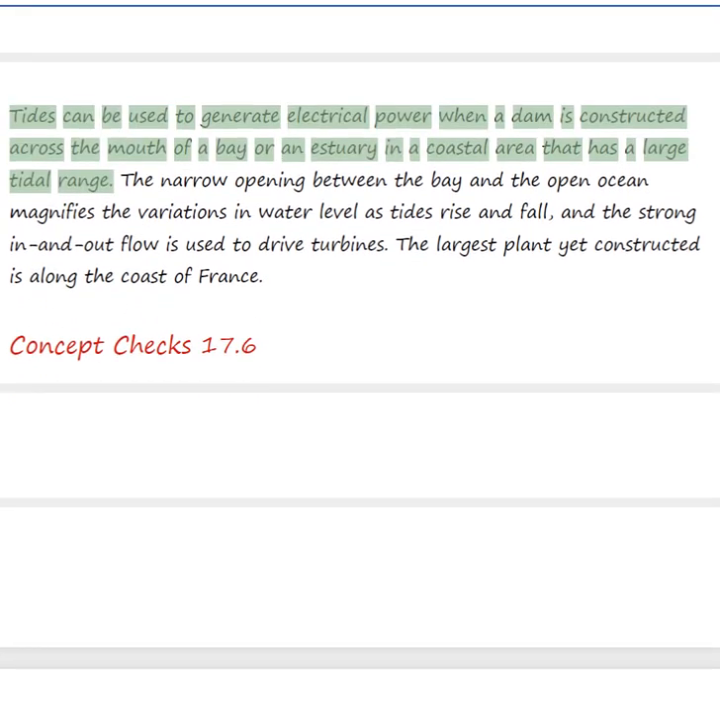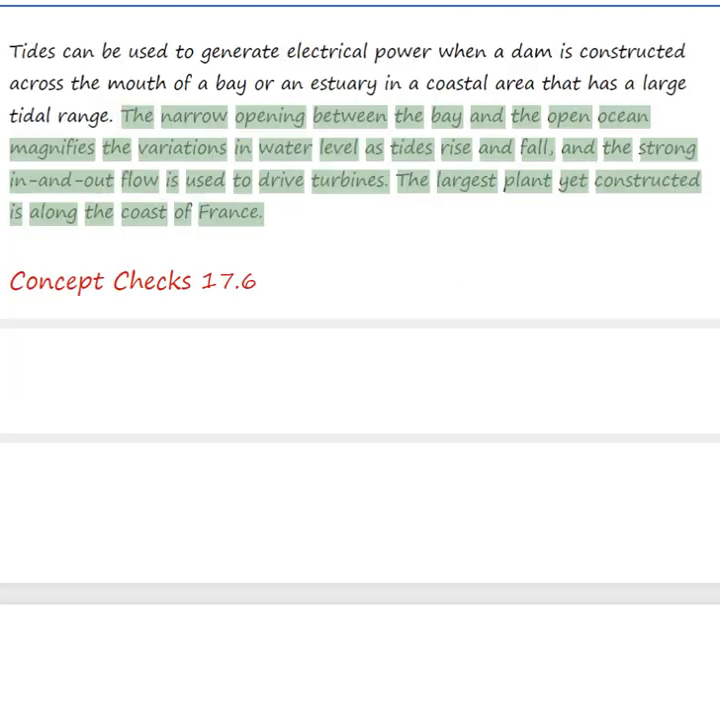Did you know? Tides can be used to generate electrical power when a dam is constructed across the mouth of a bay or an estuary in a coastal area that has a large tidal range. The narrow opening between the bay and the open ocean magnifies the variations in water level as tides rise and fall, and the strong in and out flow is used to drive turbines. The largest plant yet constructed is along the coast of France.